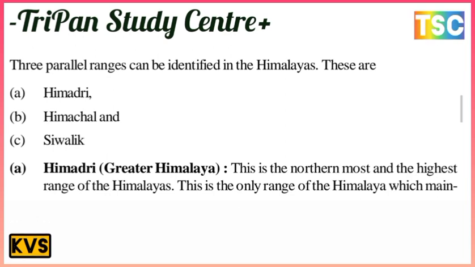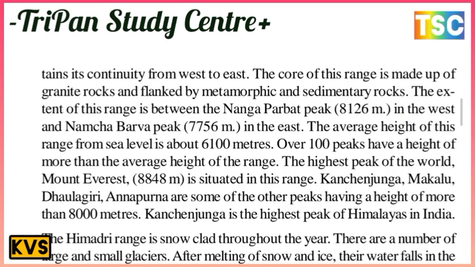This is the only range of the Himalayas which maintains its continuity from the west to east. The core of this range is made up of granite rock and flanked by metamorphic and sedimentary rock. The extent of this range is between Nanga Parbat, a peak of 8,126 meters in the west, and Namcha Barwa, a peak of 7,756 meters in the east. The average height of this range from sea level is about 6,100 meters.